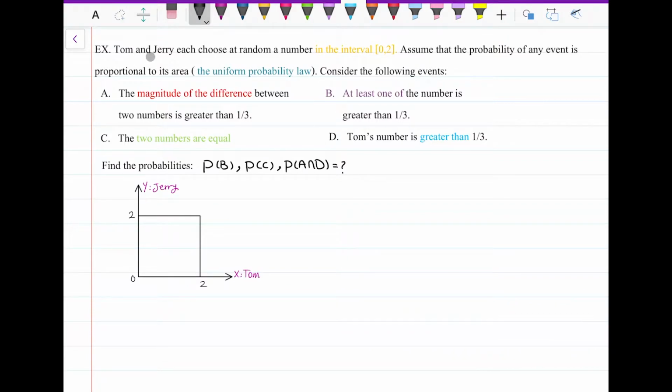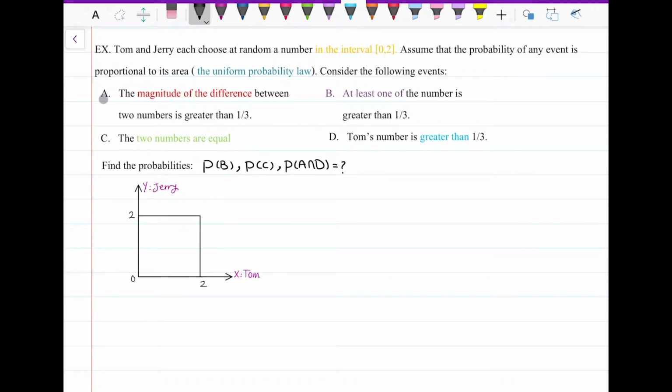I would like to solve this question. Tom and Jerry each choose at random a number in the interval 0 to 2. Assume that the probability of any event is proportional to its area, which is basically the uniform probability law.